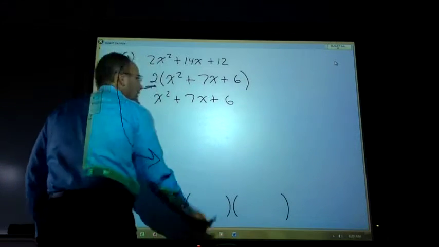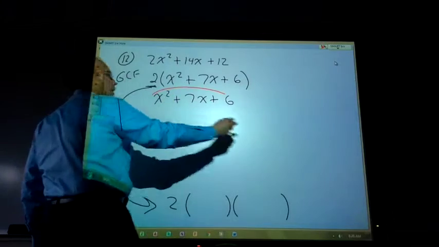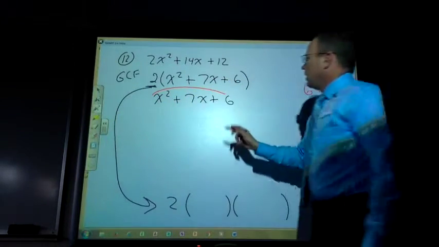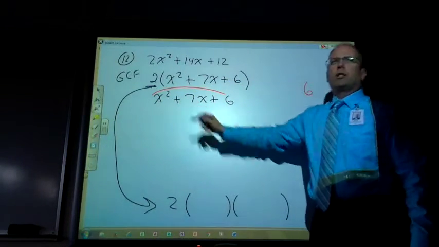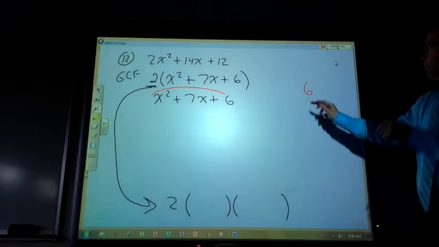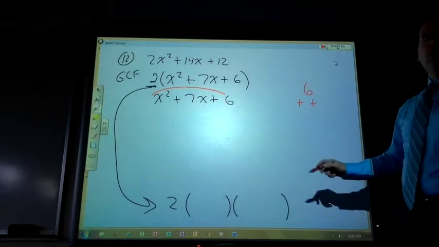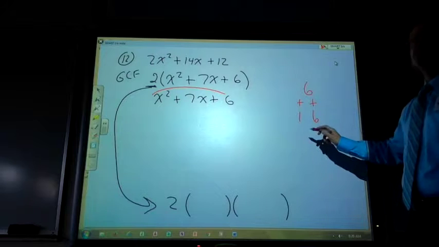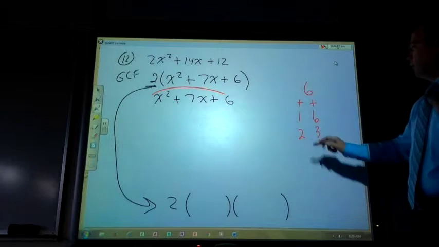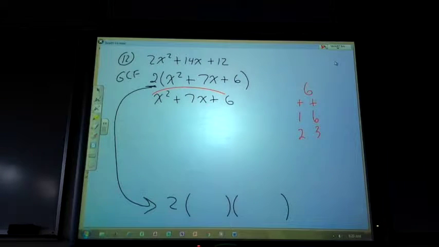Okay. Ready? 6 times 1 is 6. It's positive 6. This is positive, so what are both signs? Both positive. Let's list all the factors of 6. So I have 1 and 6 and 2 and 3, or 3 and 2. Okay? Which of those, when I add together, both being positive, would give me positive 7? 1 and 6.